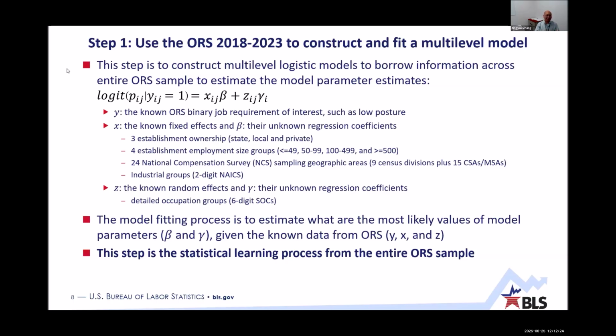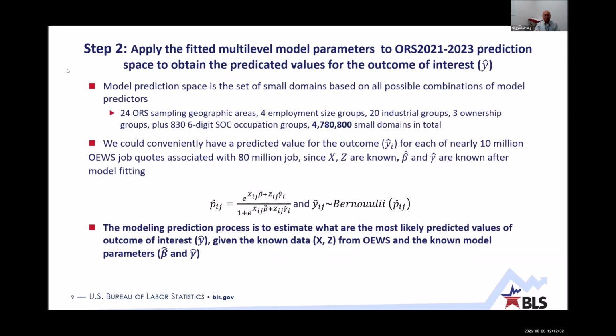This process is basically a statistical learning process from the entire OEWS sample survey. After fitting the model, we could produce any possible combination with the NAICS. Totally, across all predicted categories, the possible values are almost 5 million. And then we predict for those OEWS job quotes, which is 10 million covering 80 million jobs. So the job sample rate for OEWS is more than 60%.